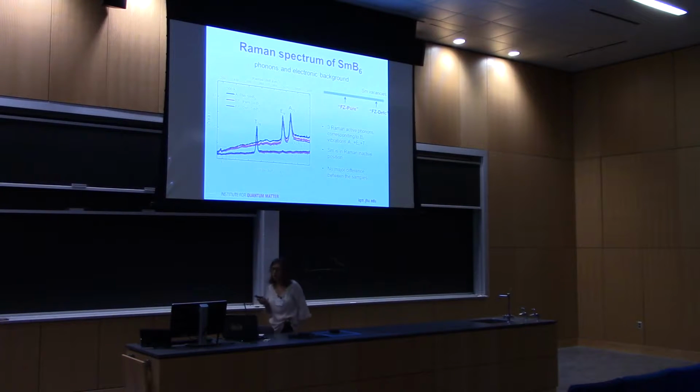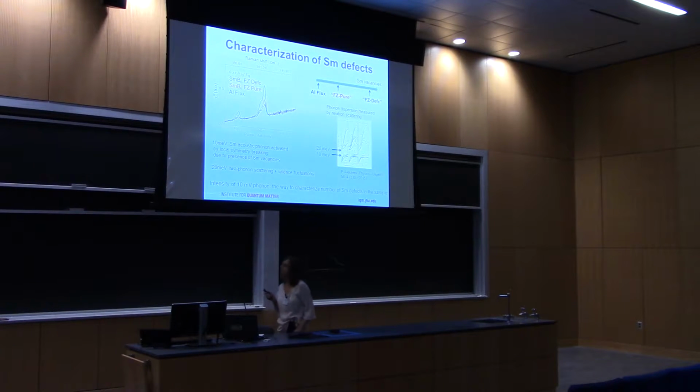Here are our three crystals which I compare, and these are the Raman active boron phonons. The boron cage is very robust, so we don't see any difference in boron phonons between these crystals, and at room temperature we don't see any difference in the electronic background. But there is something different between these crystals happening at very low frequencies. The very low frequency range is where we see samarium phonons.